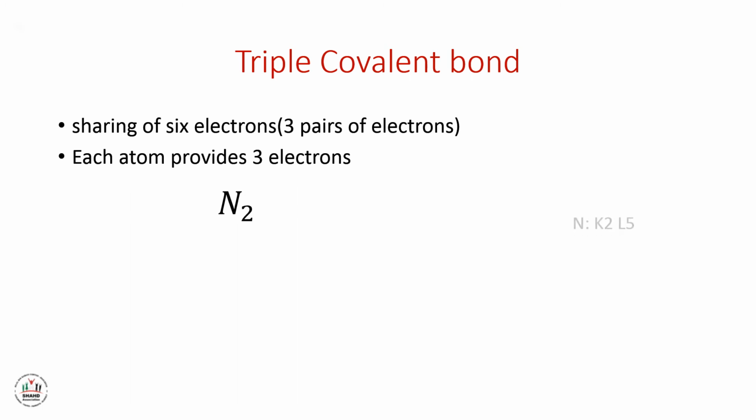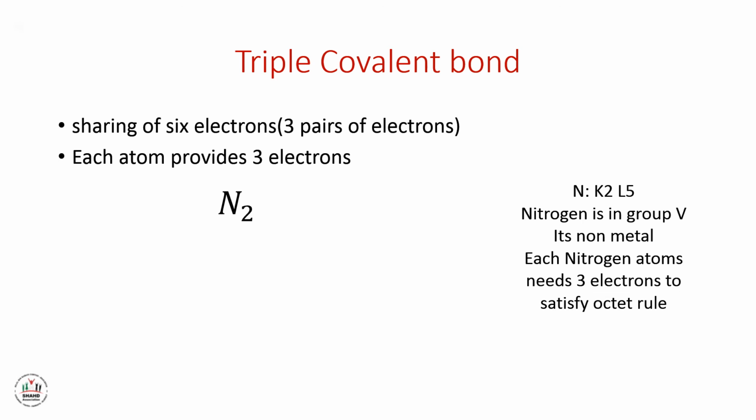This is the electron configuration of nitrogen, K2, L5. From this electron configuration, we can tell that nitrogen is in group 5 because the valence electron is 5. It is non-metal. So each nitrogen needs 3 electrons. So each nitrogen shares 3 electrons to satisfy octet rule.